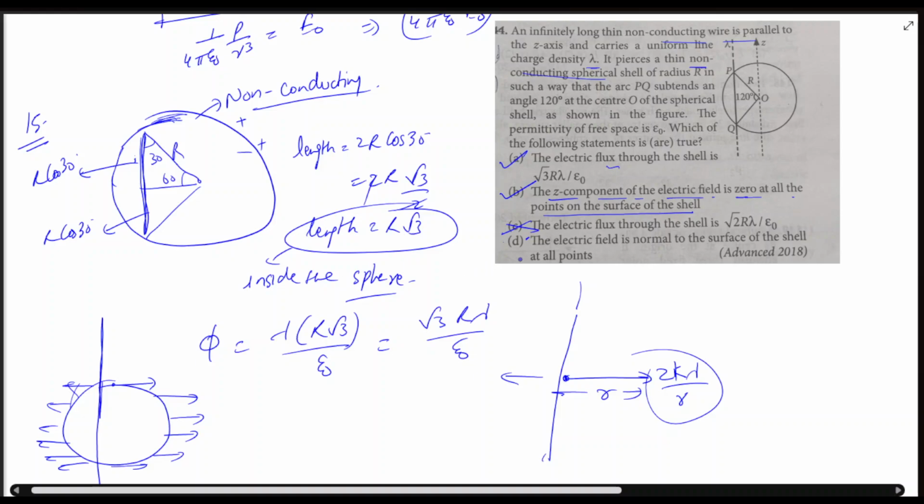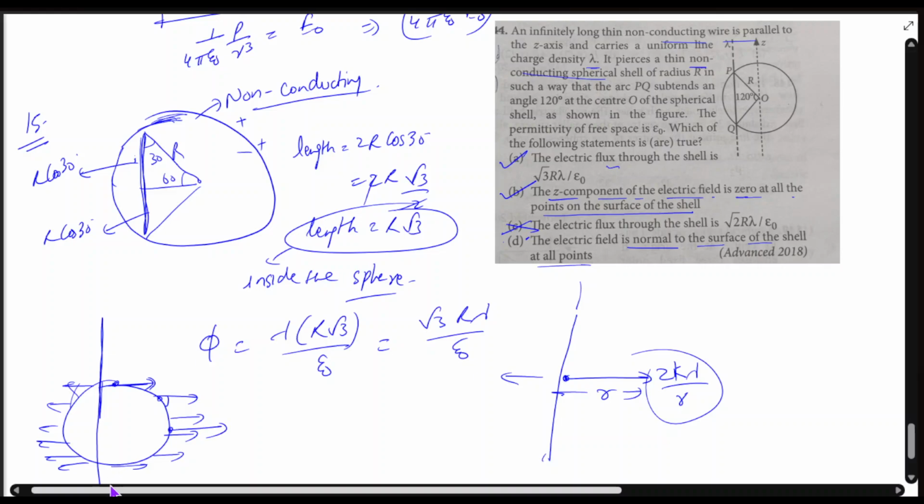Okay, C is wrong. Electric field is normal to the surface of the shell at all points? No. At this point, it is parallel. At this point, it is at some angle. At this point, it is normal. At this point, it is normal, but it will be at a different angle. So this point is wrong. I had studied this point a bit wrong. So A and B will be correct.